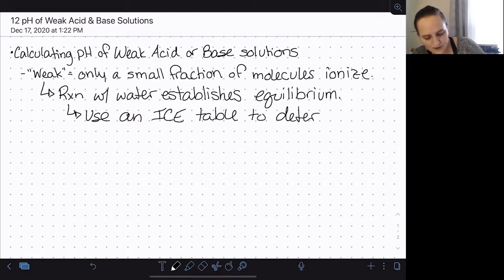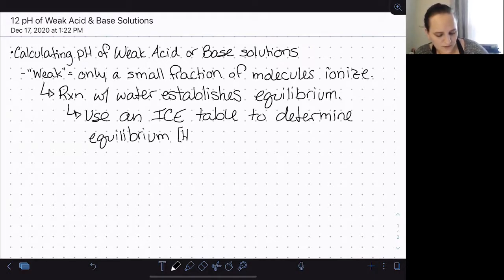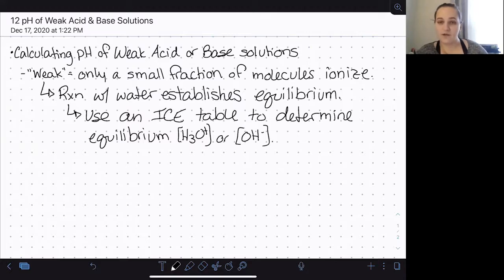In order to determine our hydronium concentration in solution, which is the equilibrium hydronium concentration, or hydroxide concentration if we're dealing with a base. And from either one of those two things, we know that we have a couple different ways that we can go about finding the pH.